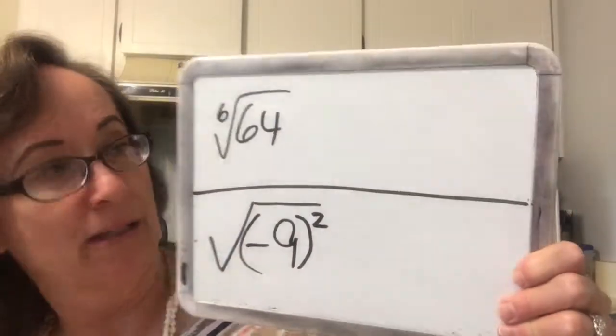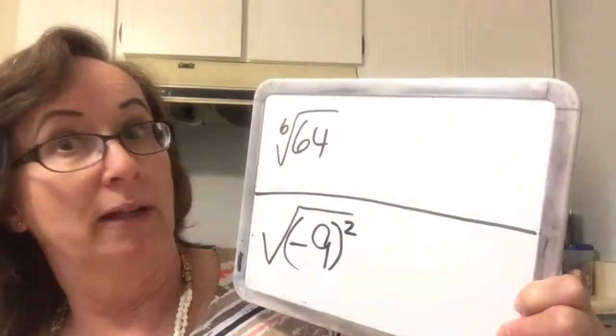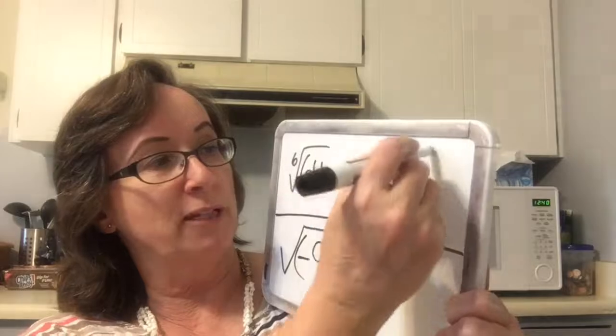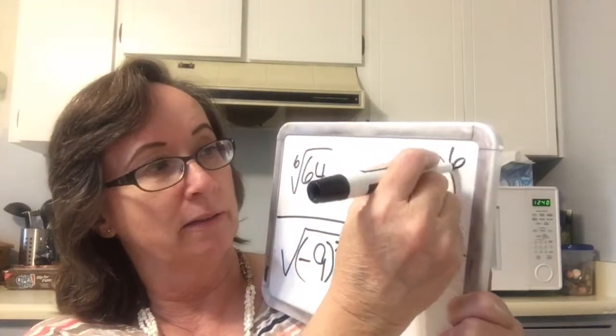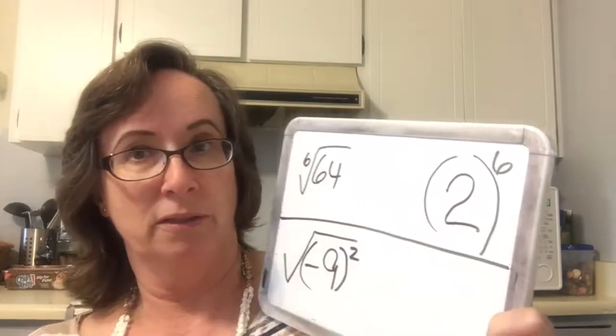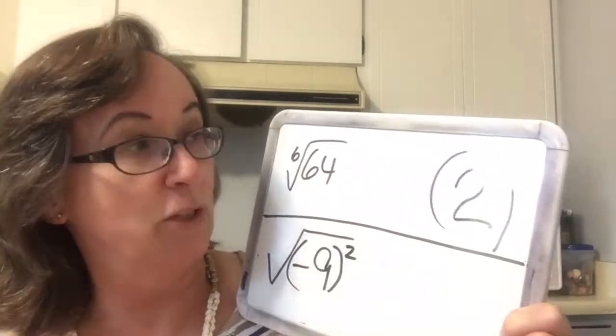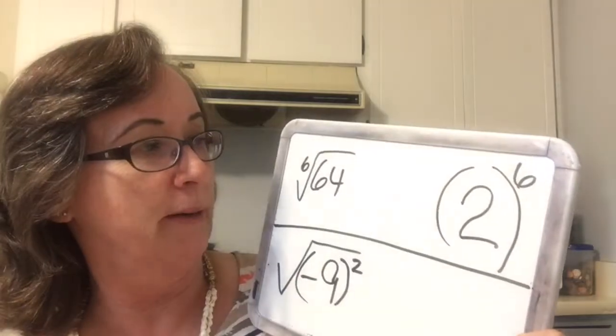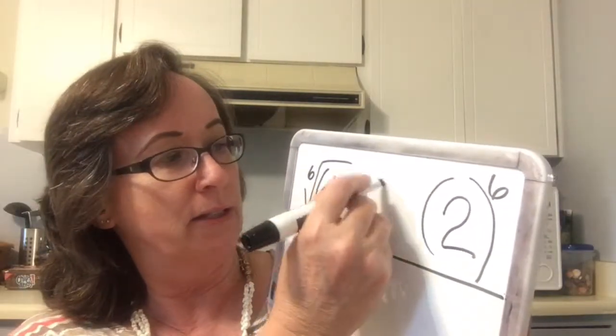The 6th root of 64. Well, I'm looking for something that is raised to the 6th power to give me 64, and that is 2. 2 to the 5th power is 32. 2 to the 6th power is 64. So the answer is 2.